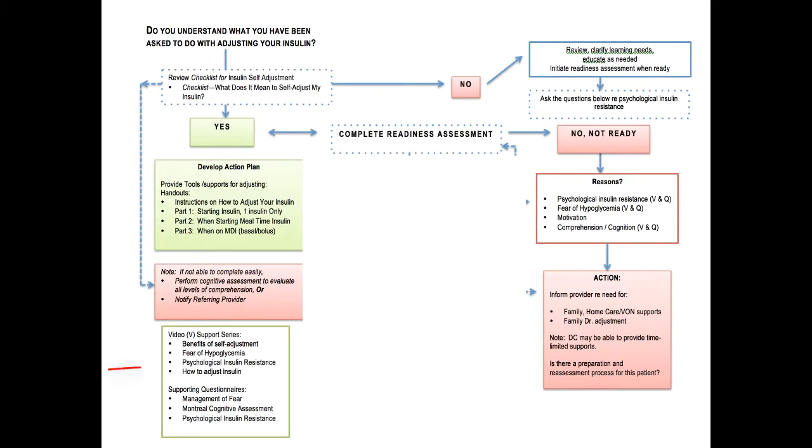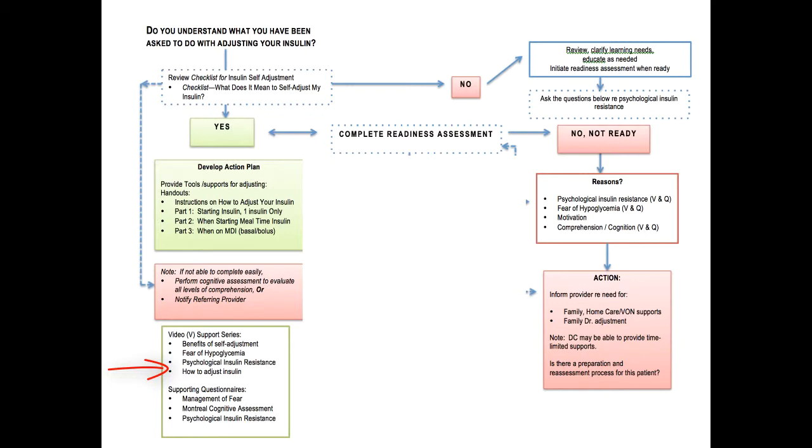Other video support series will be the benefits of self-adjustment, fear of hypoglycemia, psychological insulin resistance, and how to adjust your insulin. Supporting questionnaires that exist are the management of fear of hypoglycemia, the Montreal Cognitive Assessment, and the psychological insulin resistance questions.